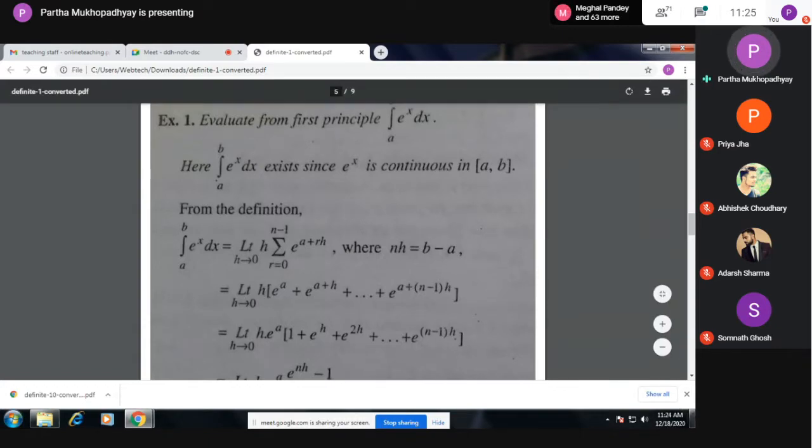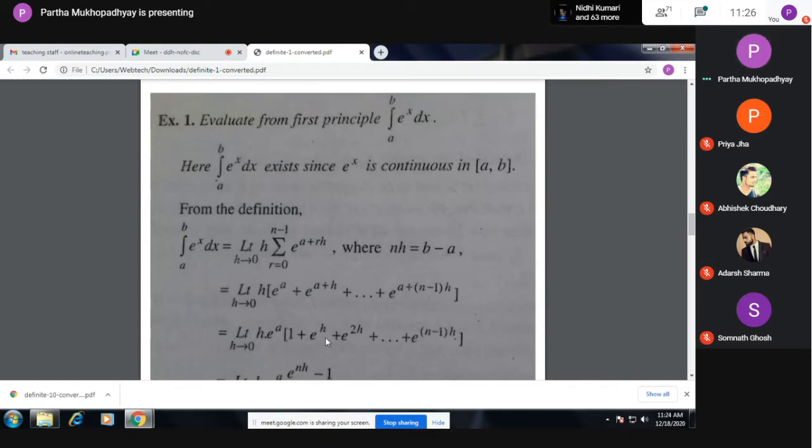e to the power a is a constant, it will be taken common, okay? So h into e to the power a into, within the bracket, what we are getting? 1, e to the power h plus e to the power 2h up to e to the power (n minus 1)h. Now, tell me what that will be. This is a very common series. Nisha? GP. Very good. This is a GP series with first term 1. And common ratio? Common ratio? e to the power h. Yes, e to the power h. So we can sum it.